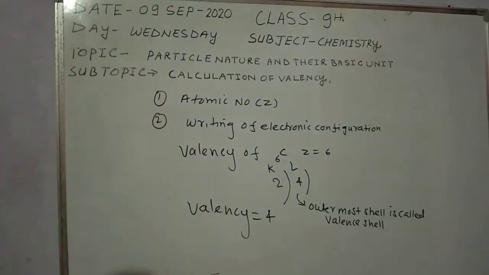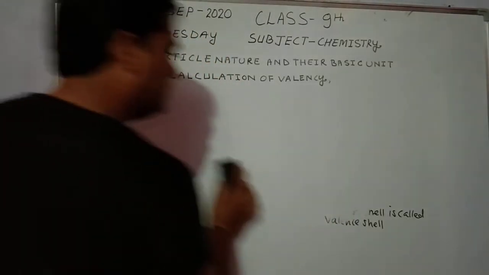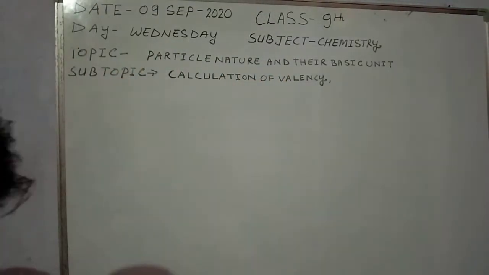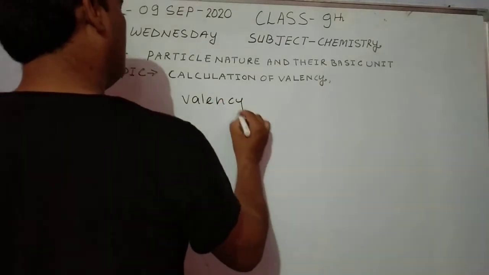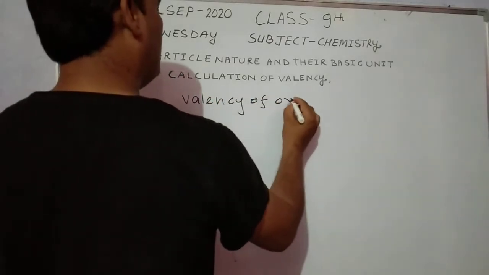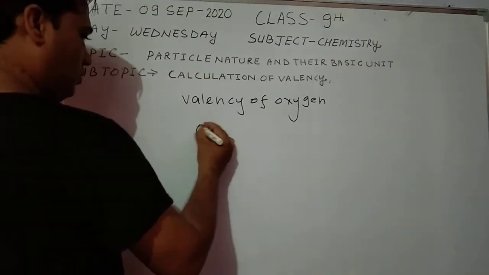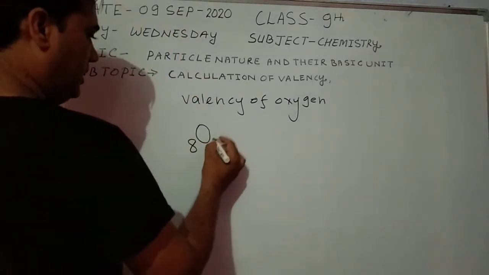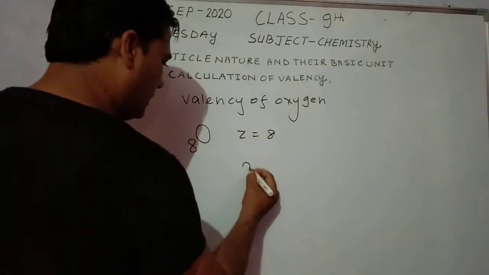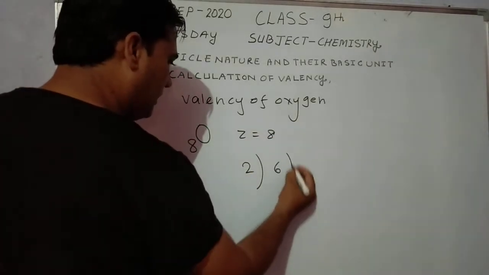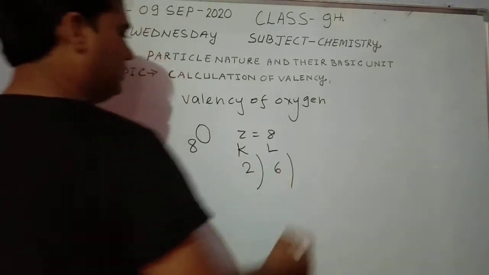Next example, that is valency of oxygen. How to calculate the valency of oxygen? The symbol of oxygen is O. Its atomic number is 8. So Z is equal to 8. So the configuration is: the first shell contains 2 electrons and the second shell contains 6 electrons. This is the K shell and this is the L shell.